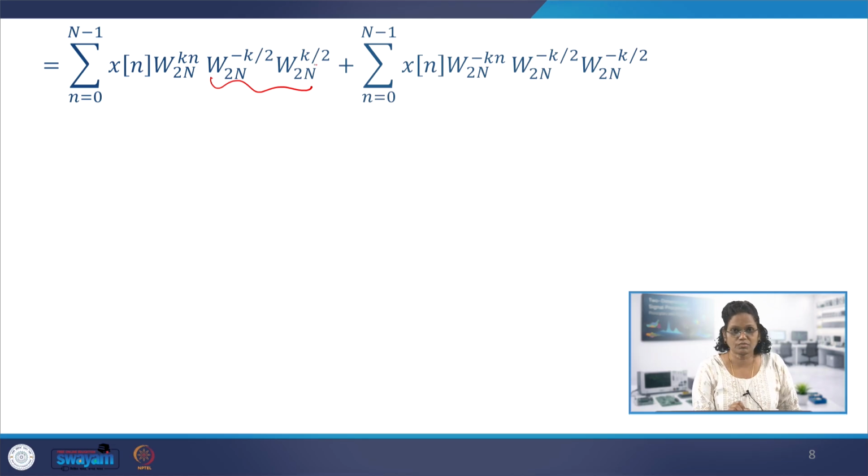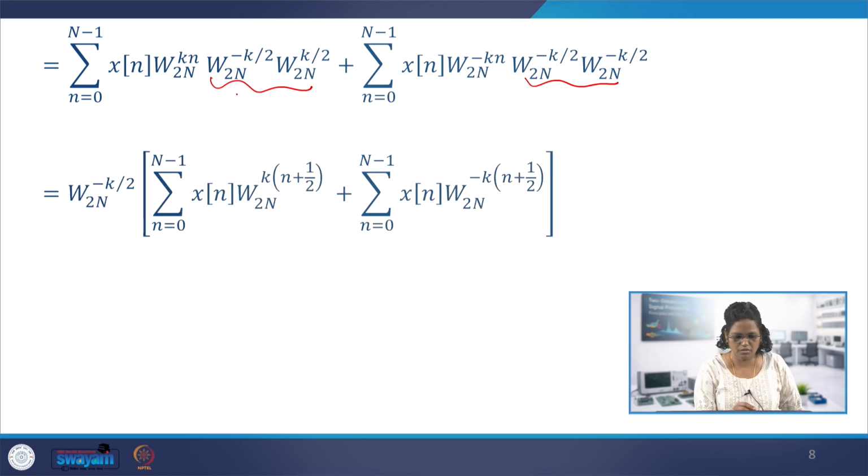If you add these powers, you would get this as 1. The term with k into n plus 1 is split into minus k by 2 and minus k by 2. If you add it, this is minus 1 and minus k into n. If you take this common term, minus k by 2, which is in both, you can take it out, and this becomes n plus 1 by 2 into k, and similarly here minus k into n plus 1 by 2. The difference is only plus and minus here. The summations are the same after this simplification.